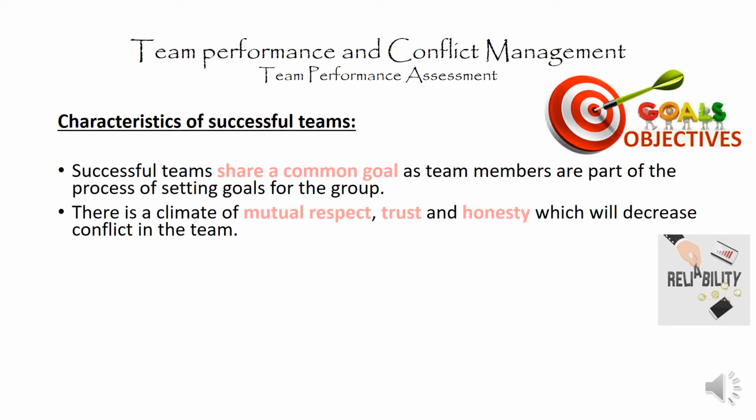Very important that there is a climate of mutual respect and trust and honesty. This will obviously decrease conflict. The more conflict there is in a team, the more time is wasted on resolving that conflict instead of working towards reaching your goal. So I said earlier, obviously, your team is made up of different kinds of people with different cultures and religions and beliefs, but it is important that no matter how diverse your team is, each member respects everybody else, and that there's a feeling of trust and honesty within this team.